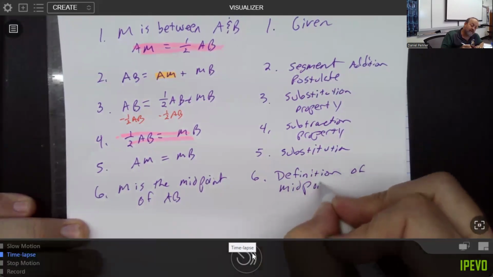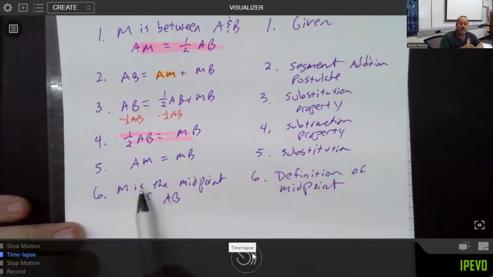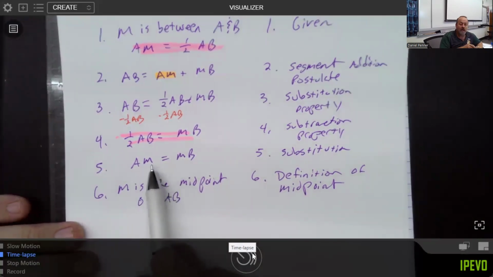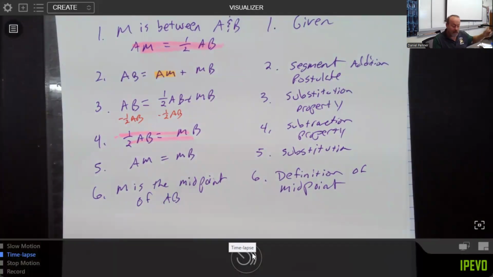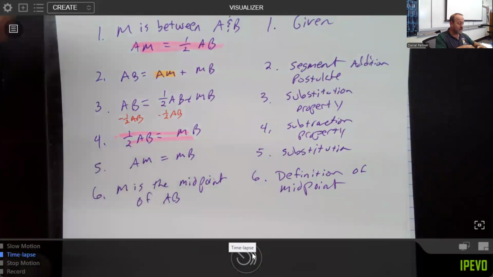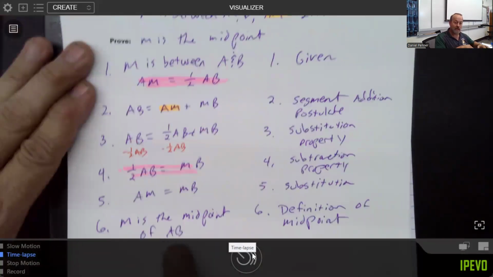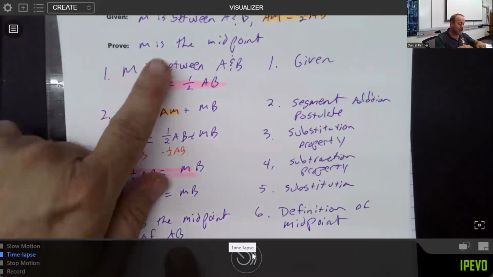The reason I am allowed to call M the midpoint is this right here perfectly matches what the definition of a midpoint happens to be. And I have finished my story because I got to the end and I got to exactly the place that I said I wanted to, the proof.